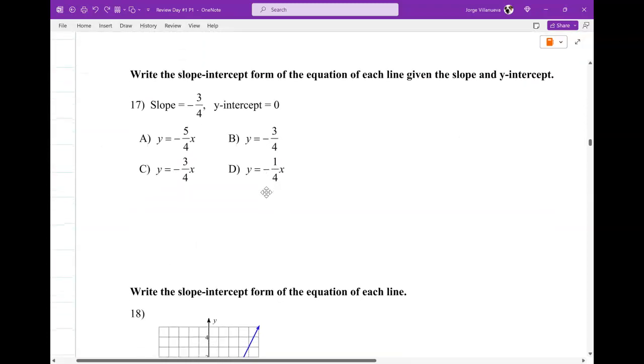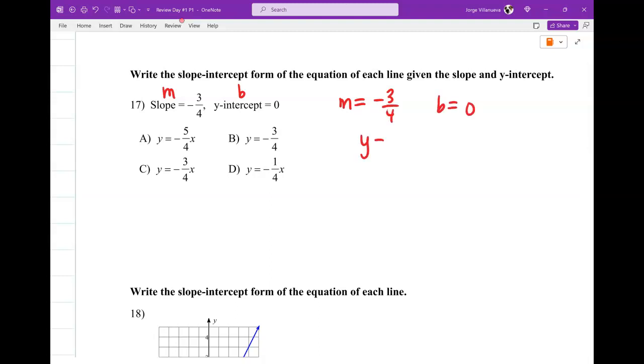17, write the slope-intercept form of the equation of each line, given the slope and the y-intercept. So they gave me the slope and the y-intercept, M and B. So M is negative 3/4. B is 0. So y equals mx plus b will just be negative 3/4 x plus 0, or just negative 3/4 x. So that one's pretty easy. Just make sure you know your parts.